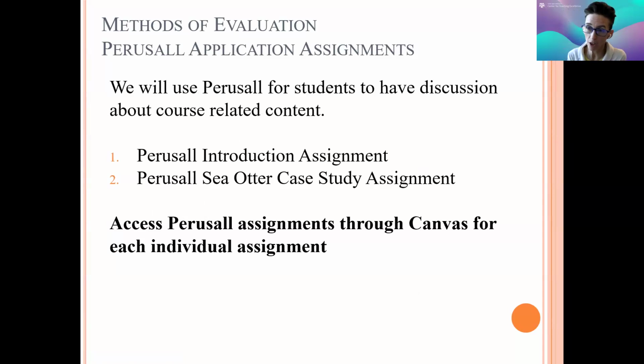The first one is an introduction assignment that gets you rolling on how to use Perusal, because I don't want to throw you too far into the deep end. So you get to have an introduction assignment that gives you practice on using this.